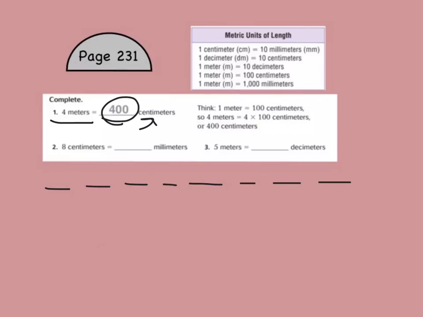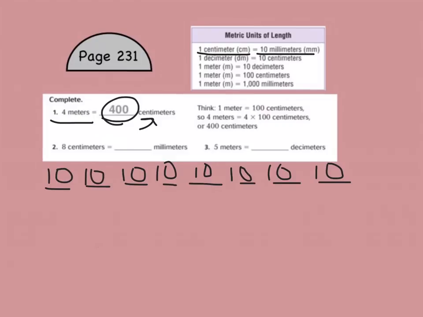So I'm going to go ahead and write 10 in each of my 8 spots. 10 and 10, 8 times, because 1 centimeter is equal to 10 millimeters. And if I add all of those up, or multiply, 10, 20, 30, 40, 50, 60, 70, and 80. So 8 centimeters is equal to 80 millimeters.